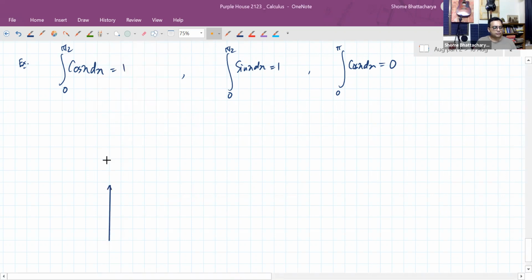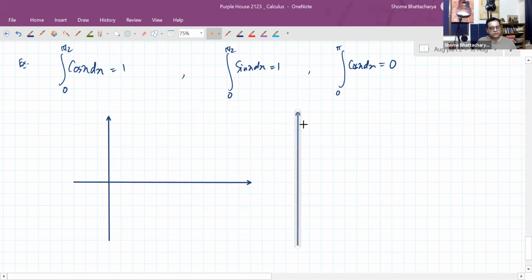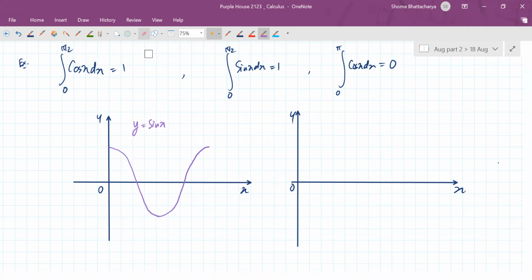So let's understand geometrically what is the logic behind all this. If we compare the graphs of sin x and cos x, we'll be able to understand at least why the first two have come out to be the same value, which is 1. So if we plot the graph y equal to sin x, sorry, this is the cos x graph. I'll just make a correction. This is how the graph of cos x looks.